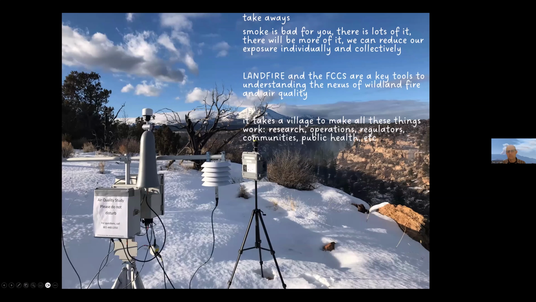One would be smoke is bad for you. There's lots of it. There will be more of it in the future, and we can reduce our exposure individually and collectively. So one of the concepts that helps us do this is something we call smoke readiness, right?